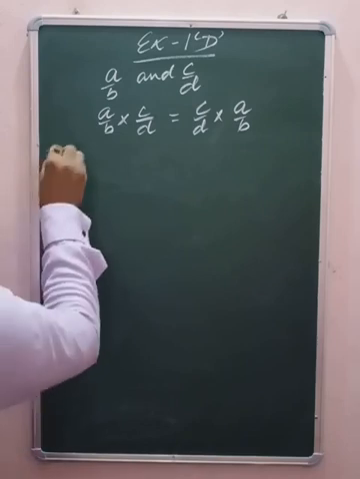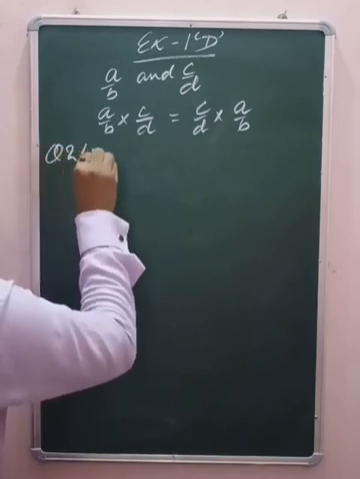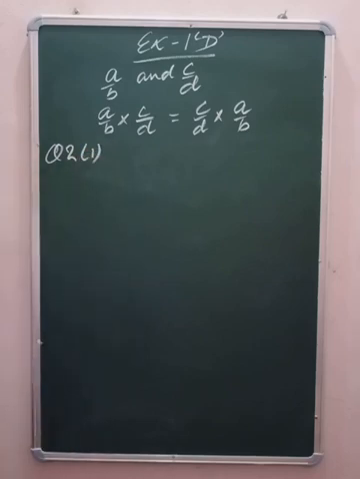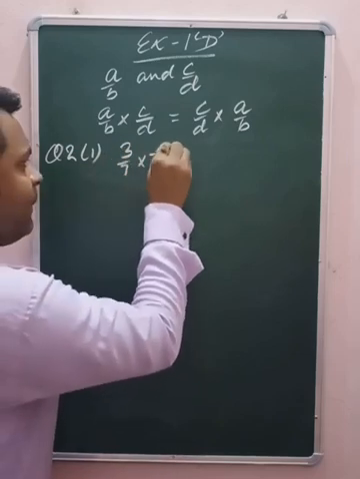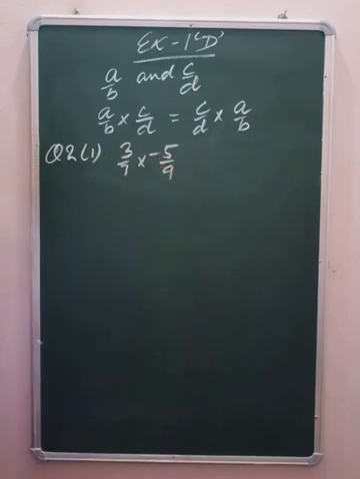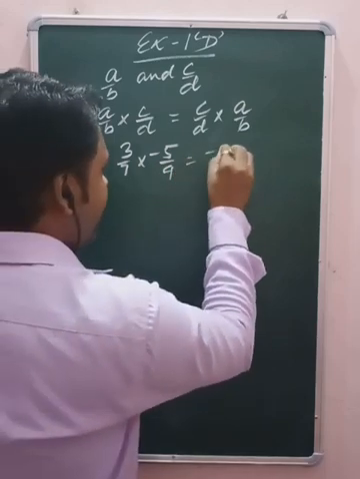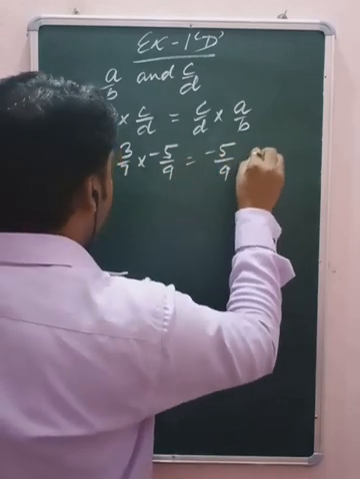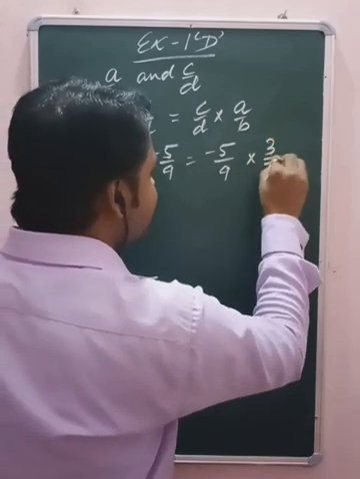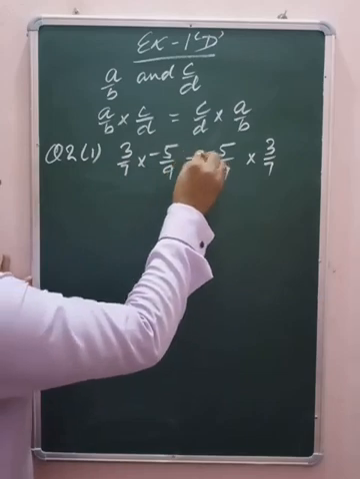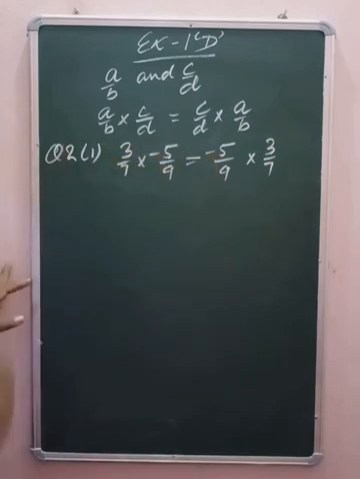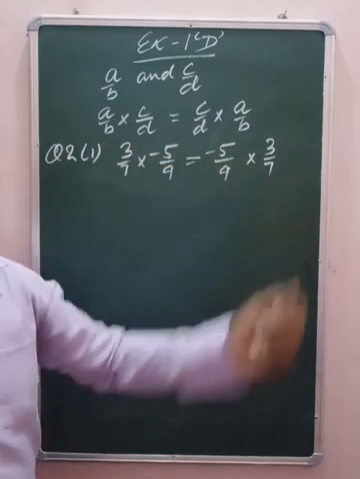Okay, so question number 2, very first part. In 2 we have been given 3 by 7 multiplied by minus 5 by 9, it is equal to minus 5 by 9 into 3 by 7. So this one is the question which is already given, that 3 by 7 into minus 5 by 9 is equal to minus 5 by 9 into 3 by 7.